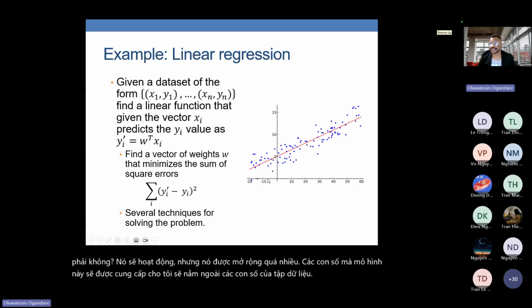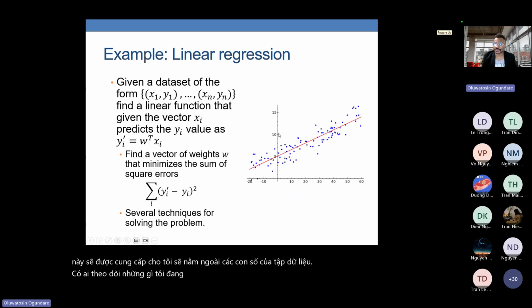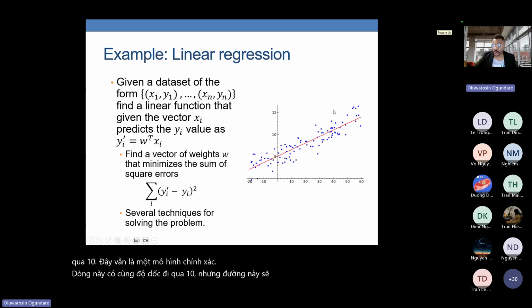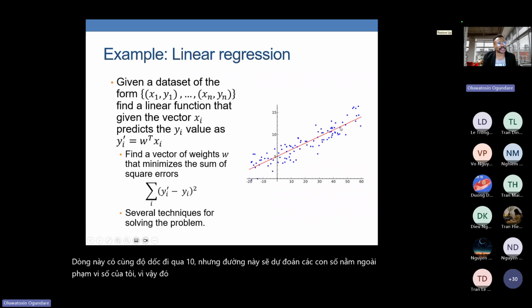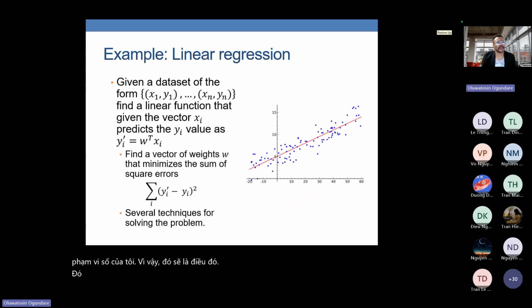Is anyone following what I'm saying? So imagine that I have a line that goes through 10. This is still a correct model. This line, with the same slope, goes through 10, but it is going to be predicting numbers that are outside of my numerical range. So that would be the error, if you will, the flaw in the model. And this line could go through 15, it could go through 5,000. It would behave the same way as this line.